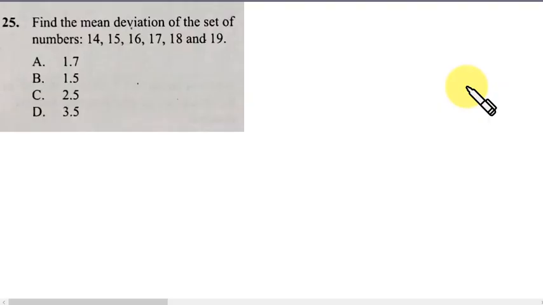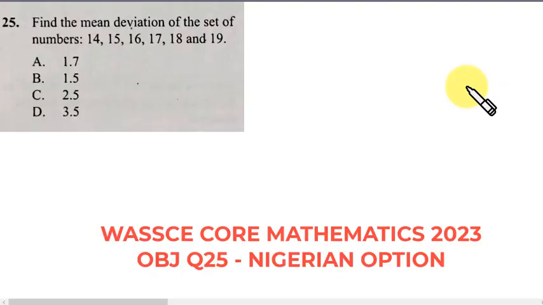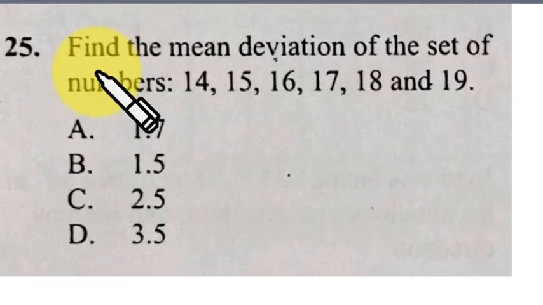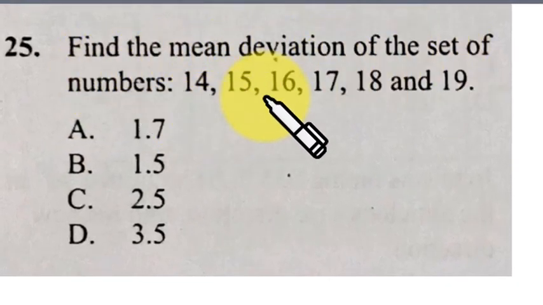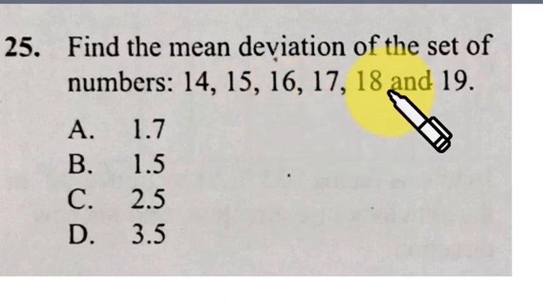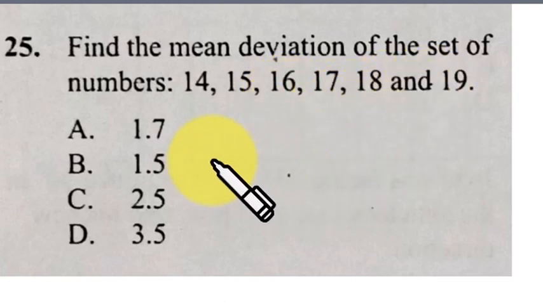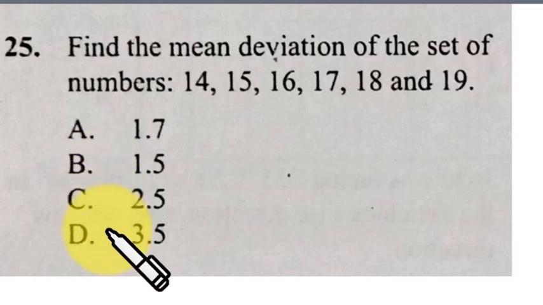In this video, we look at the WASSCE 2023 Core Maths or General Mathematics, that is the Nigerian paper, objective question number 25. And it says: find the mean deviation of the set of numbers 14, 15, 16, 17, 18, and 19. And these are the options A, B, C, D.